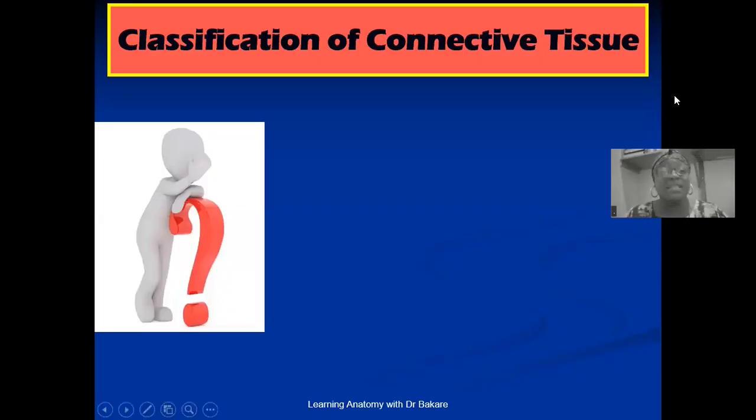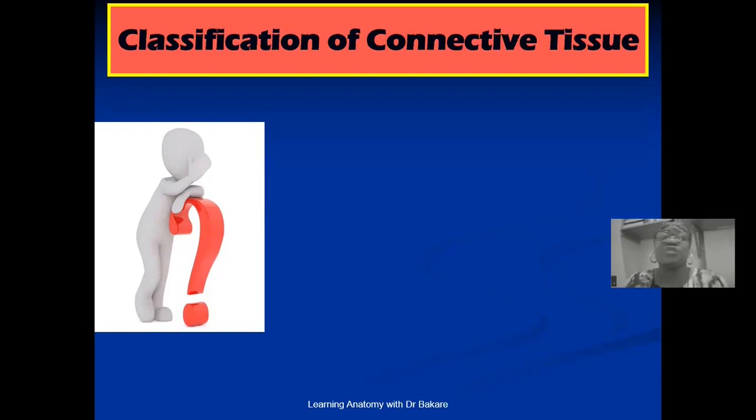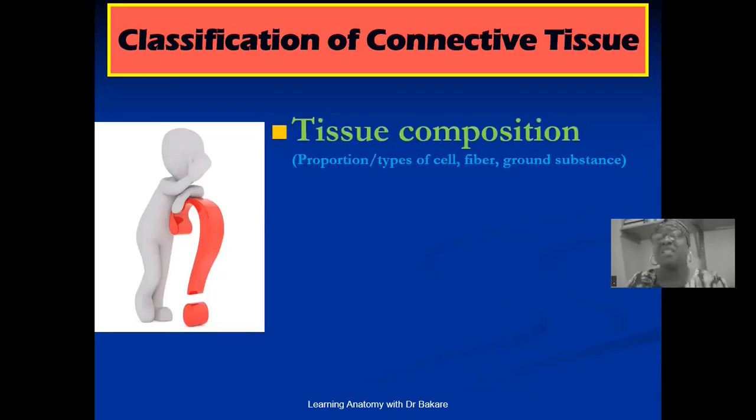Before diving further to classify or highlight the types of connective tissue that we have, it is good for us to establish the basis on which this classification is done. So for connective tissue to be classified into the different types that we have, the tissue composition is used as the basis on which this classification is done. So the proportion and also the types of cells, fibers, and also ground substance are used as the basis for classifying the different types of connective tissue.